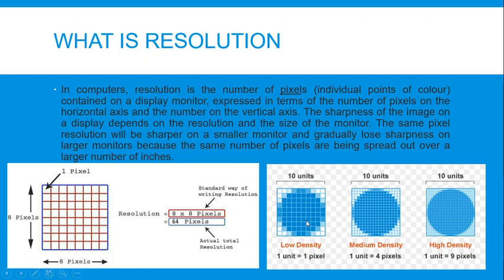On the right hand side you can see 10 units on the horizontal axis, and we can consider 10 units on the vertical also. This is a low density compared to this region. Here 1 unit equals 1 pixel, but here 1 unit equals 4 pixels. So 4 pixels in this region equal 1 pixel in the other region. As we go for high density, we have 9 pixels. We can go further also, like 10, 12 or 20 pixels or more.